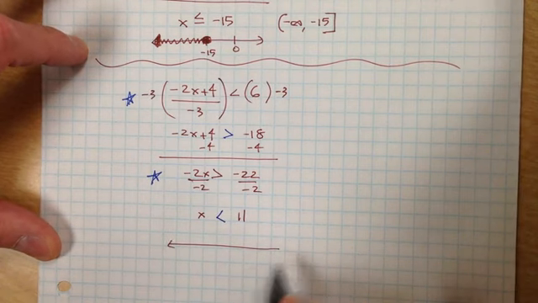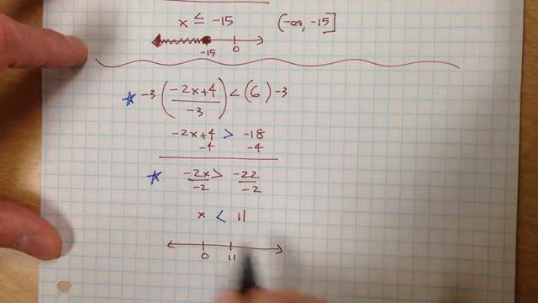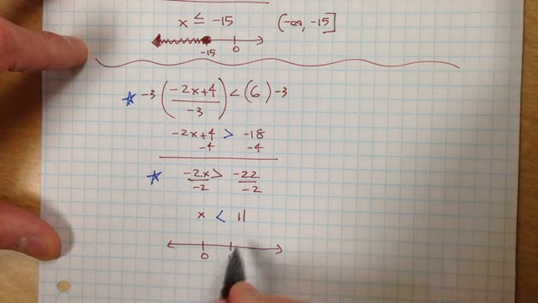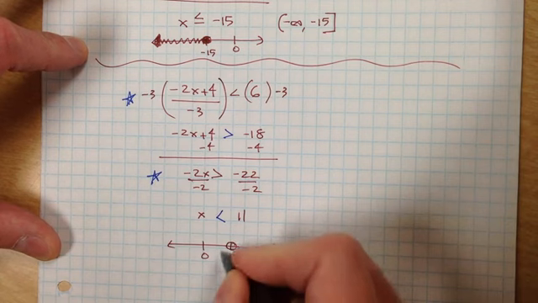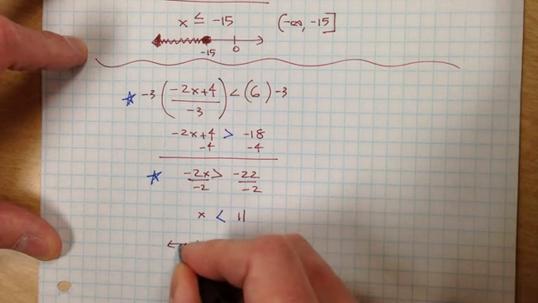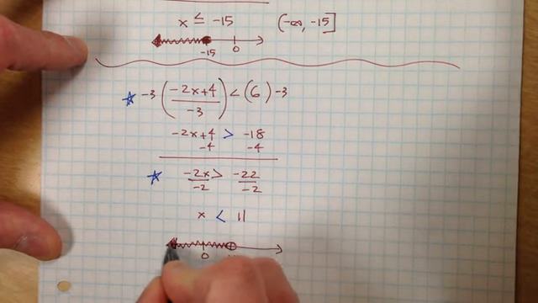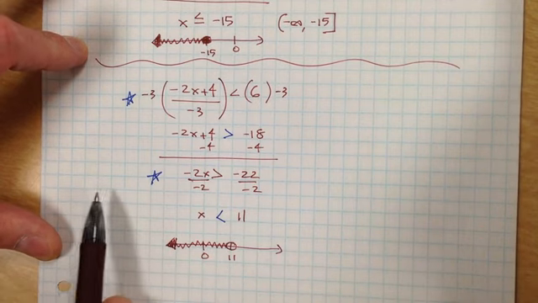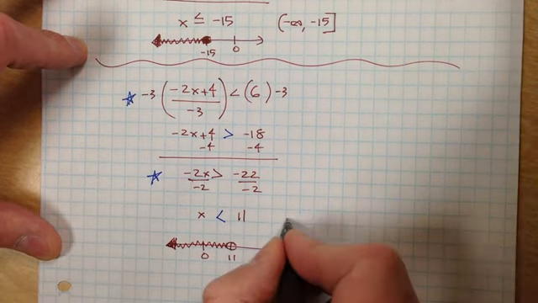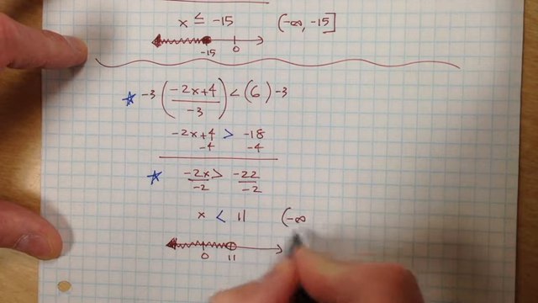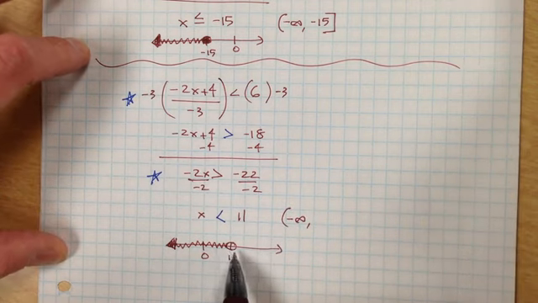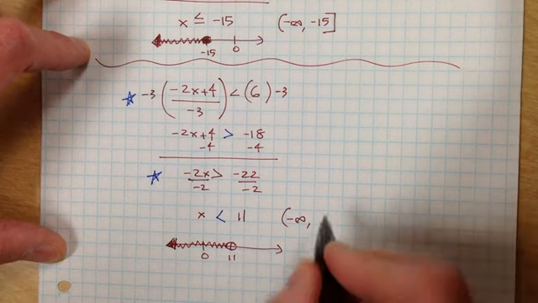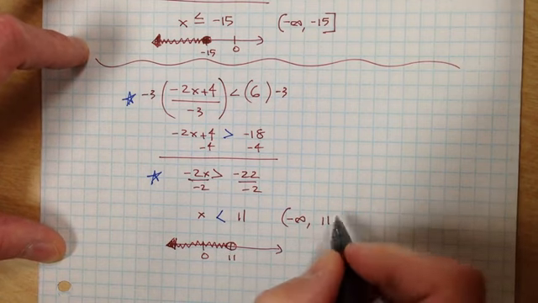Number line. 0, 11, less than 11. Okay, so there's 11, not included. Less than would be moving in the negative direction. Interval notation, left to right, we first encounter at negative infinity. That is not included, not a place, more of an idea, and it stops at 11. 11 is not included as well.